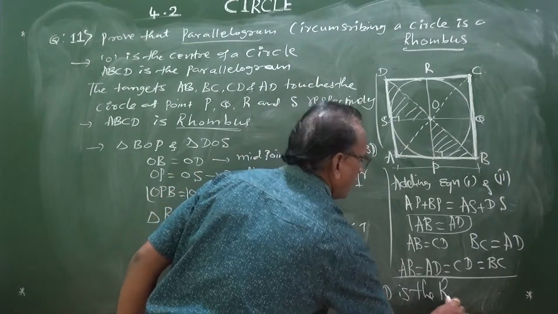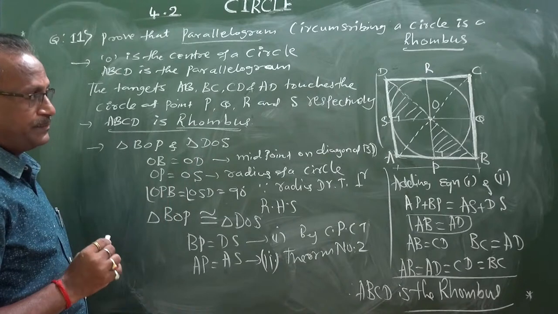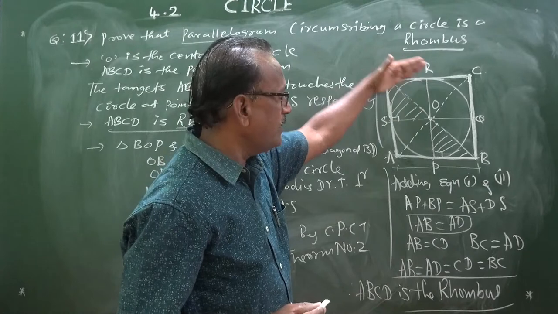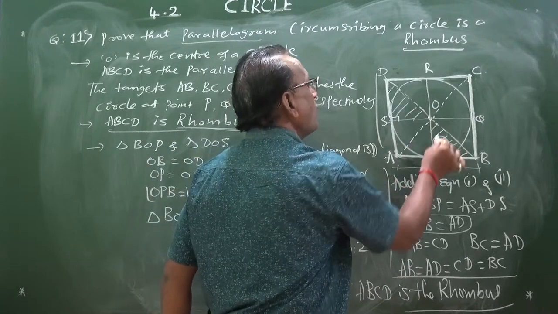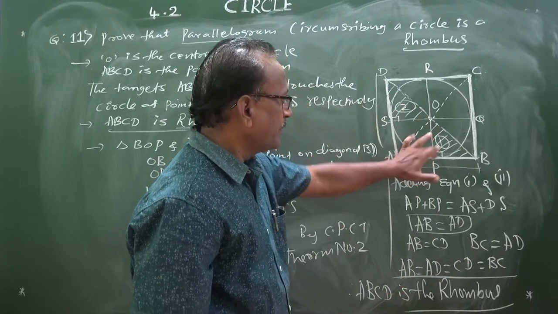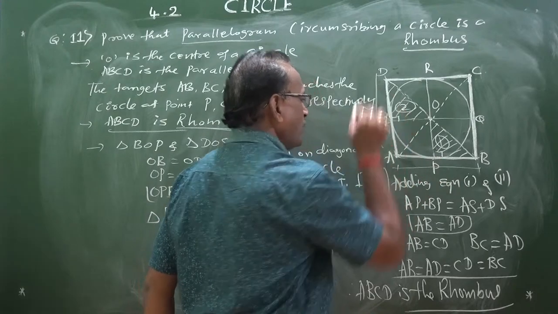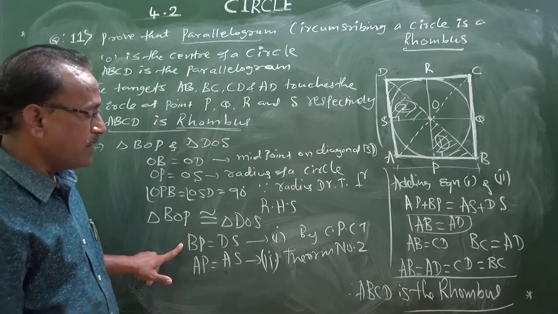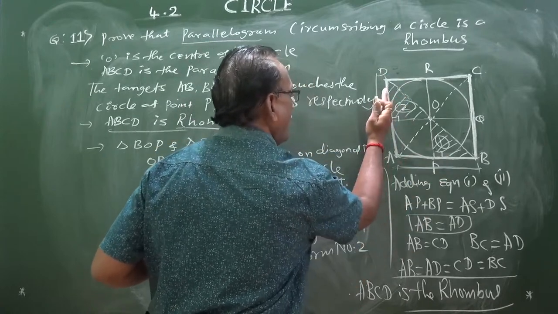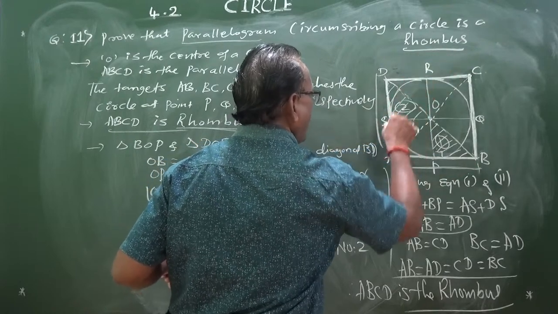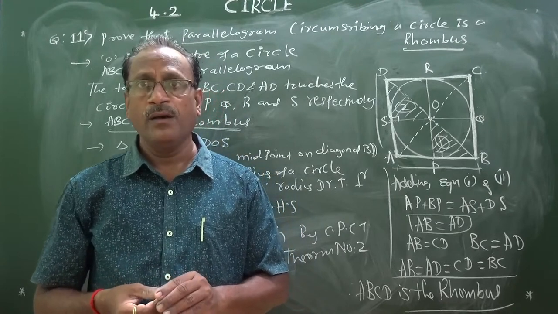What were you told to prove? ABCD is a rhombus. First it is a parallelogram: AB's opposite side is CD, BC's opposite side is AD, and in a parallelogram opposite sides are equal. Taking these two triangles, we proved they are congruent, so the corresponding sides BP and DS are equal. Then from the external point, AP and AS are also equal. Adding equations 1 and 2, AP plus BP is the full measurement AB, AS plus DS is AD. So AB is equal to AD, AB is equal to CD, and AD is equal to BC. All sides are equal. In a rhombus all sides are equal, so ABCD is a rhombus.